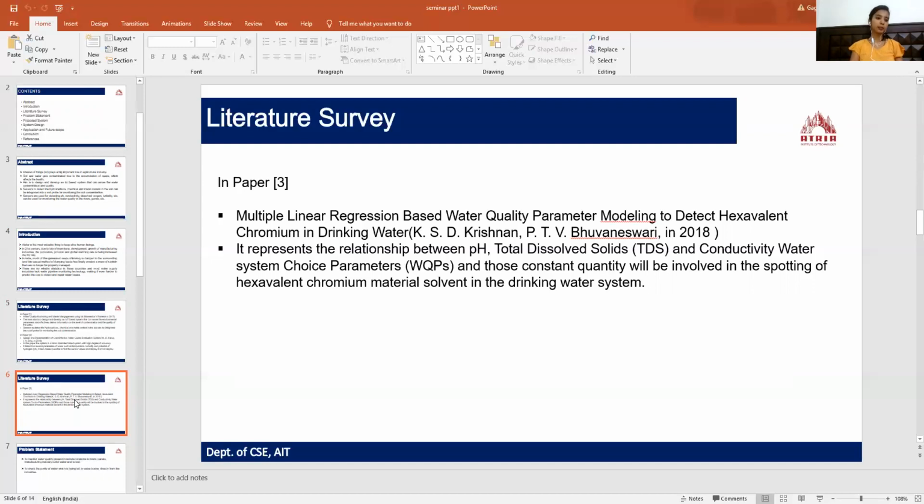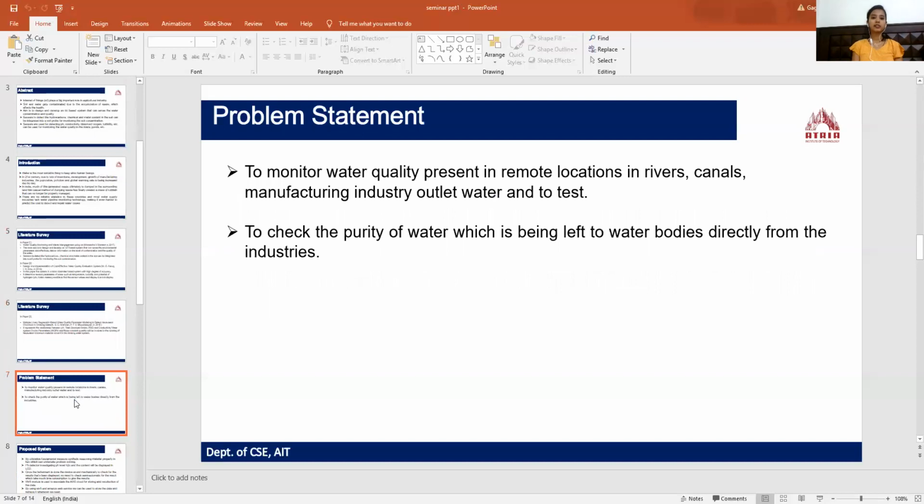These are the reference papers I have used, and next is the problem statement. There are two problem statements, where one is to monitor the water quality present in remote locations in rivers and canals. That is to identify the quality of the water, and the water which has been left from the industry, that is manufacturing industry outlet water, and to test them.